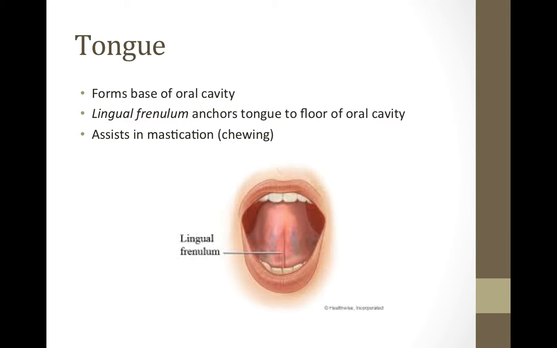Okay, your tongue forms the base of your oral cavity. You have what's called the lingual frenulum. Okay, this extension here, this kind of membrane at the base of your tongue that holds your tongue to the floor of your oral cavity. Know that landmark.